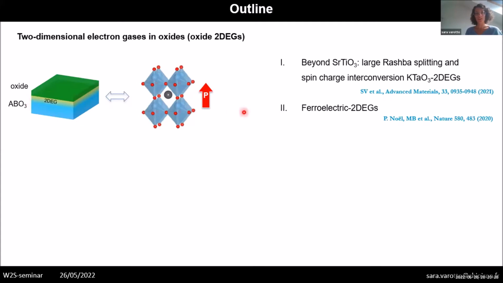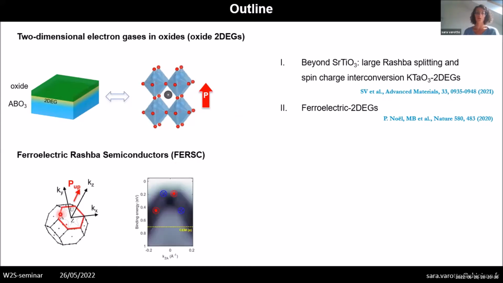And then after this, I will move to a completely different class of material, which are semiconductors. In this case, the ferroelectric polarization is a property of the semiconductor because we have a permanent lattice distortion along a certain direction of the lattice, and this will create a Rashba effect in the bulk of the bands. So the bands of the semiconductor are Rashba split.